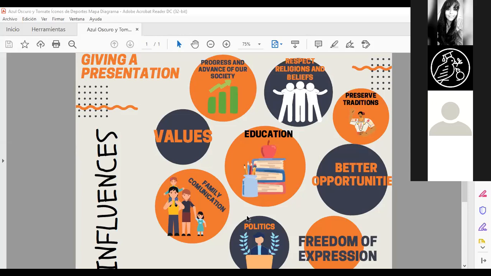So about freedom of expression, in the students we can form their own expression so that they can say their decision to whoever person. About better opportunities with education, people have good opportunities to get good jobs or to know other cultures, and better opportunities. That's it.